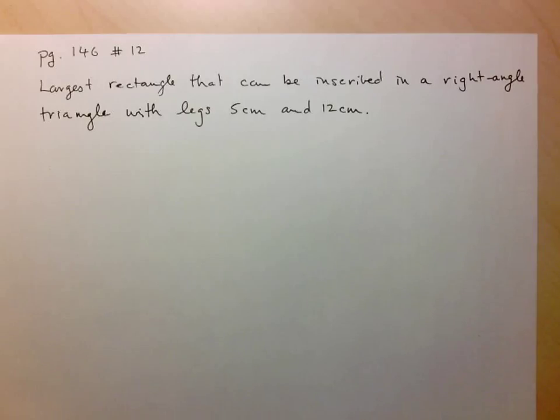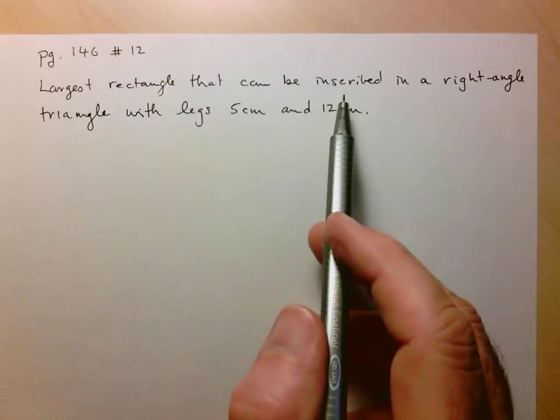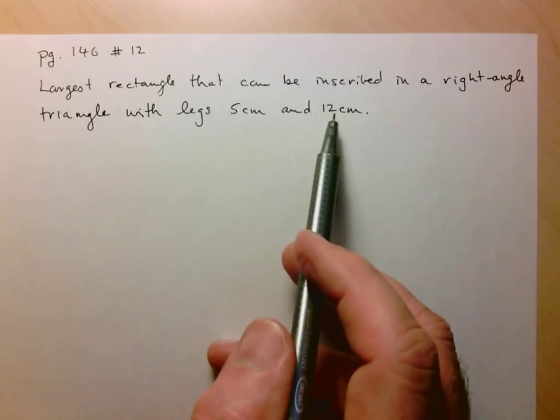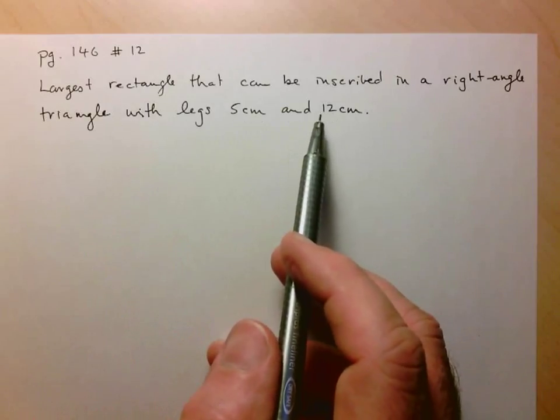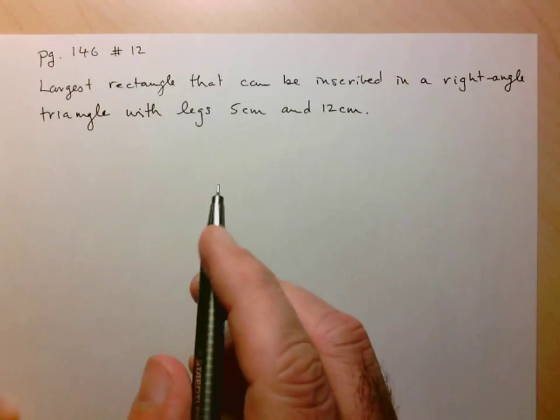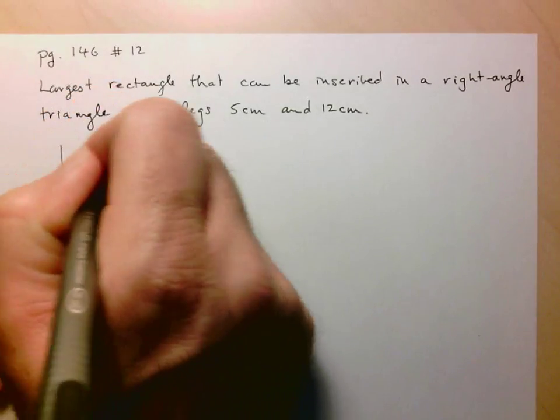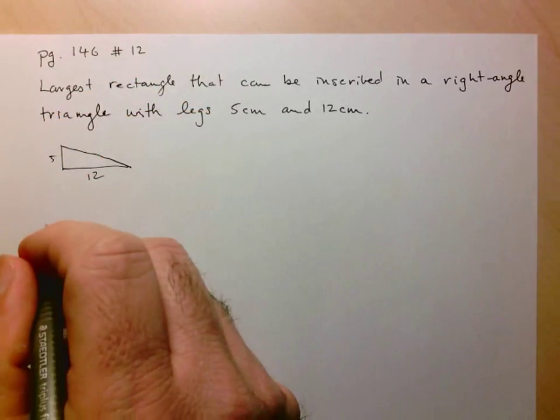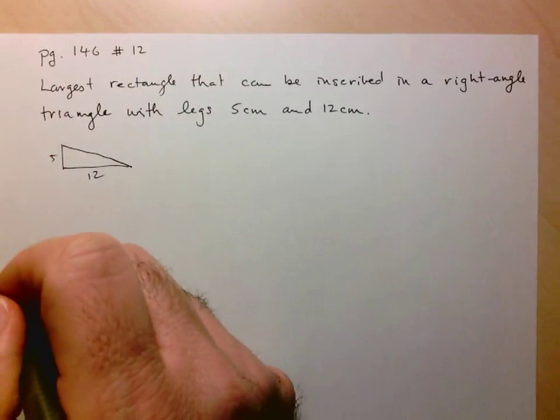Hi folks, we're going to take a look at number 12 from page 146, and what they want us to determine is the area of the largest rectangle that can be inscribed in a right angle triangle with legs 5 centimeters and 12 centimeters. The legs are the two sides that are not the hypotenuse. So essentially we've got this triangle here, legs 5 and 12. Could have drawn it the other way with 12 and 5, wouldn't make a difference.